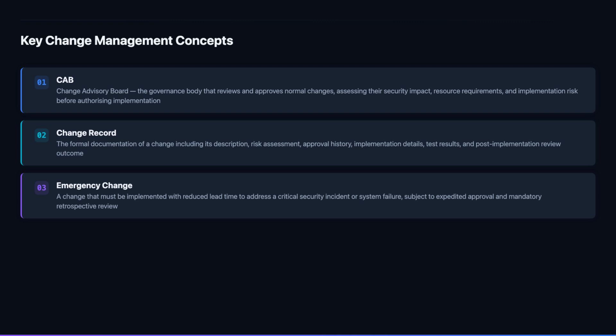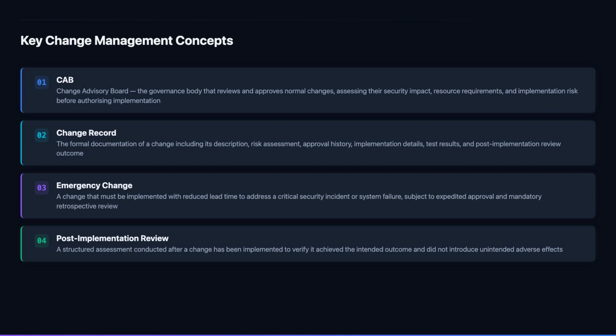and requires redesign. The post-implementation review closes the change management lifecycle by verifying the actual outcome of the change against the intended outcome. It should confirm that the change achieved its stated objective, that no unintended effects on system security or performance have been observed, that monitoring data from the post-implementation period shows normal system behavior, and that the change record has been updated with the review outcome. Reviews that identify problems should trigger the change management process for corrective action rather than ad hoc fixes.